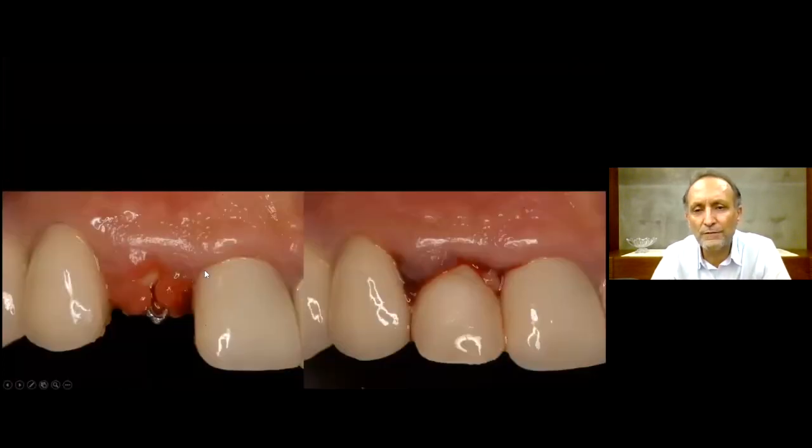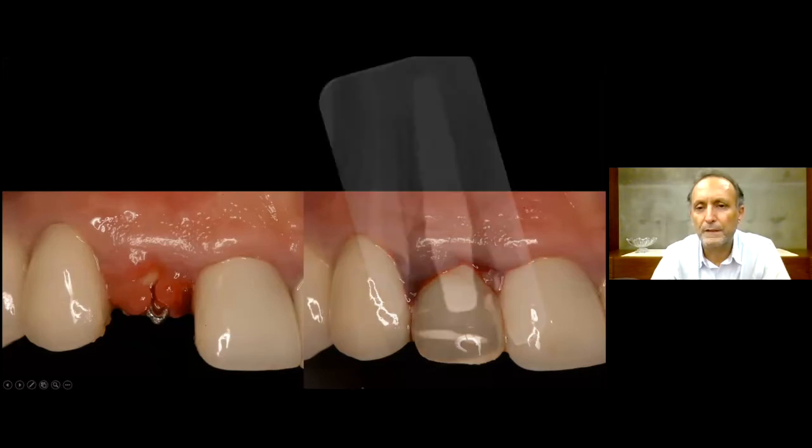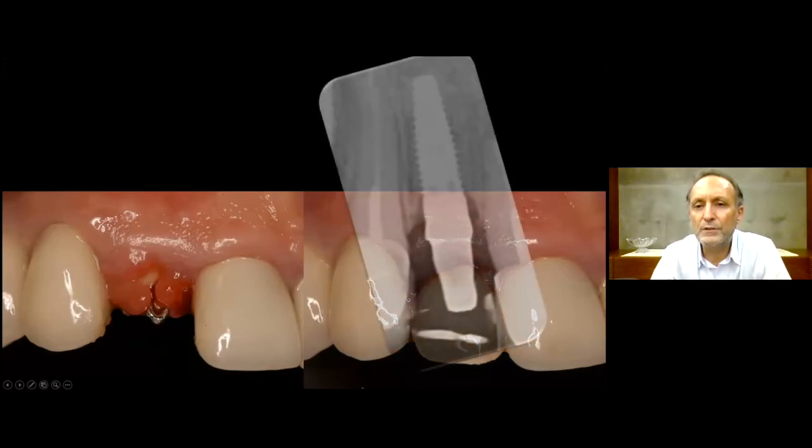Now the gingival level is down. Now we have enough soft tissue. The mucogingival line did not change. If we would have done any bone graft, the mucogingival line would have changed dramatically. Implant placement without a flap.